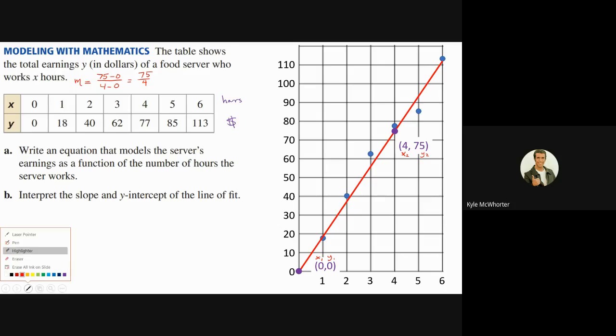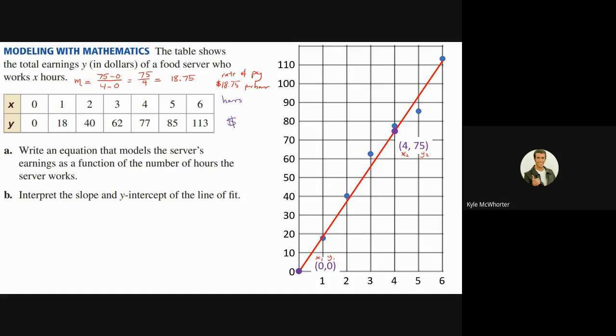Okay, that means that every hour that goes by, the pay goes up by 18.75. So the slope is basically her rate of pay, which is 18.75 per hour.